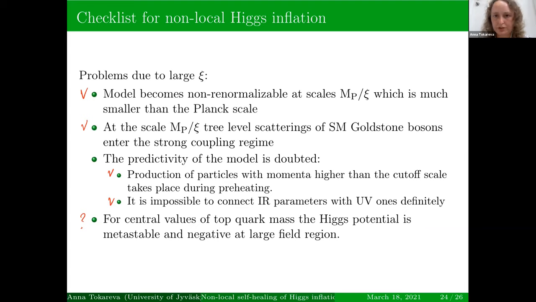up to infinite energies. Of course, we don't consider gravity here, but it's claimed in many papers that addition of non-local propagators for gravitons can also lead to renormalizable gravity. But there are a lot of issues, and this is a very complicated model, which can still wait for further study. At the scale of Planck mass over Xi, tree-level scatterings of standard model Goldstones enter the strong coupling regime. Actually, in this model, as shown in our paper, this problem can also be relaxed.